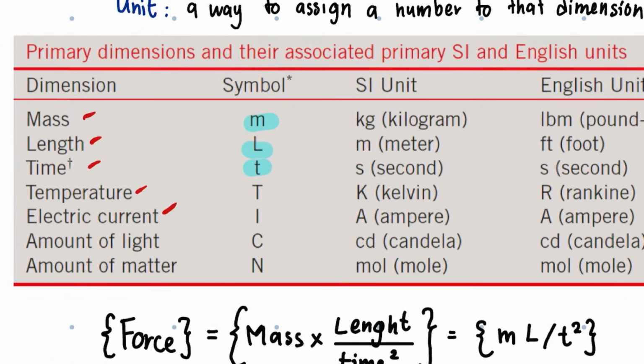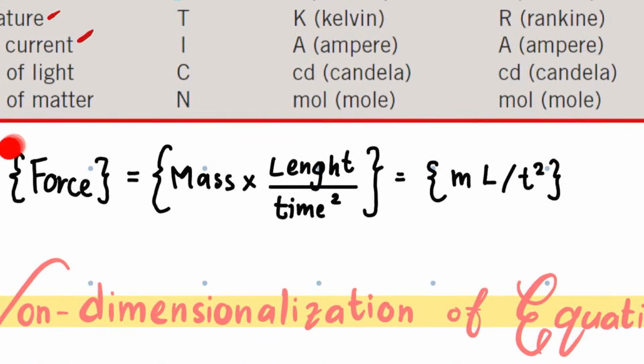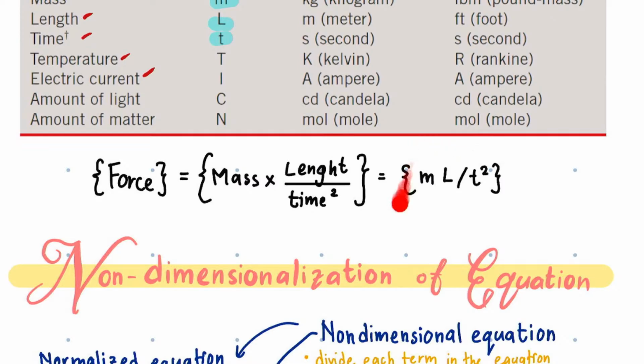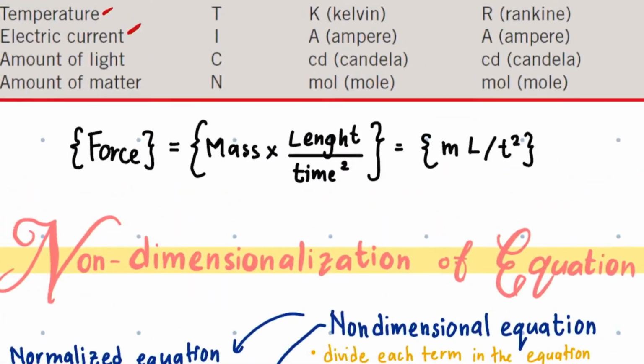So these are our three main primary dimensions: mass, length, and time. The most important unit that we need to know is force. Force is mass times length over time squared, ML over T squared. This is a very important unit because most of the equations that we use in physics usually involve force.